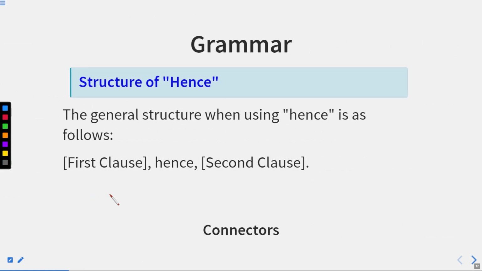Structure of hence. The general structure when using hence is as follows. First of all, we have first clause, then hence, and then second clause. Now, first clause is the information which is given to us. Then hence is the conjunction, drawing conclusion, and this is actually the conclusion or the effect, or that has to be done on the basis of this information.